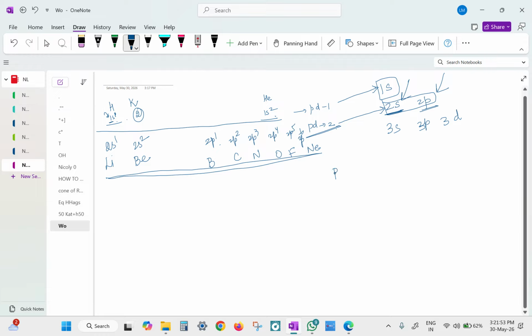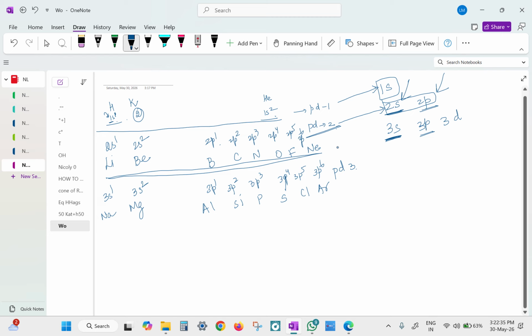So let us go to period 3. Period 3 will have elements having 3s electrons, right? So it would be 3s1 and 3s2, which is nothing but sodium and magnesium. So 3s is over. Then comes 3p. That means it would be 3p1, 3p2, 3p3, 3p4, 3p5 and 3p6, which is nothing but aluminium, silicon, phosphorus, sulfur, chlorine, and argon.